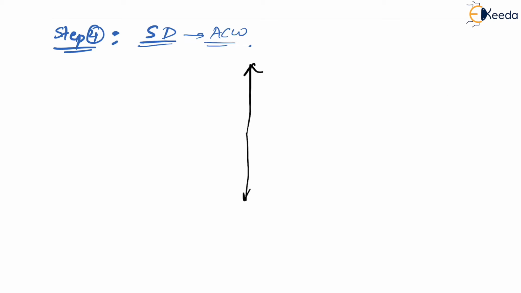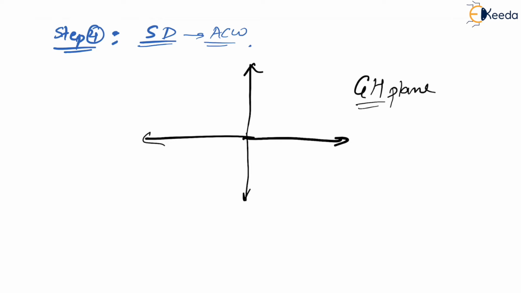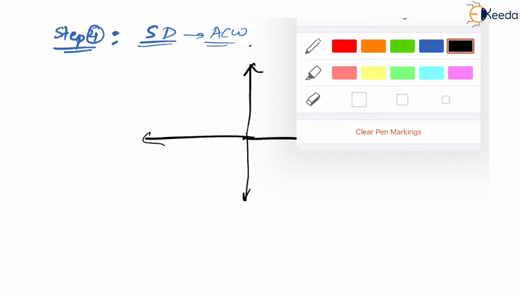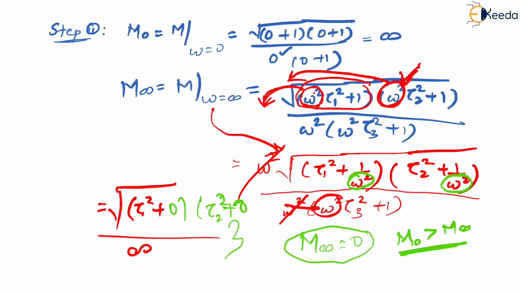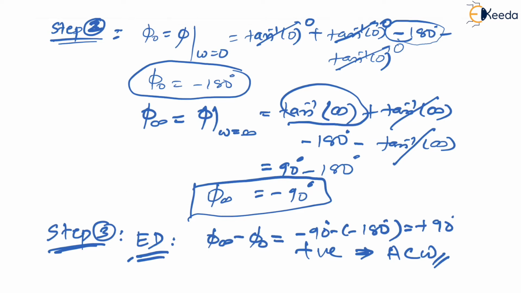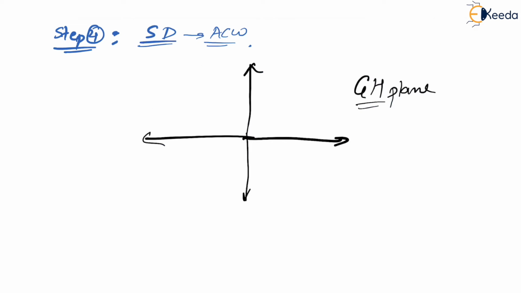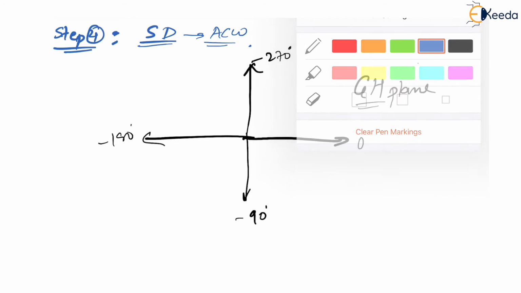So this is our GH plane. Now, if you try to plot it, what happens at omega equal to 0? At omega equal to 0, the magnitude is infinity, and the angle is going to be minus 180 degrees. So let me first draw these angles. Here is 0 degrees, here is minus 90 degrees, minus 180 degrees, and here is minus 270 degrees, right?